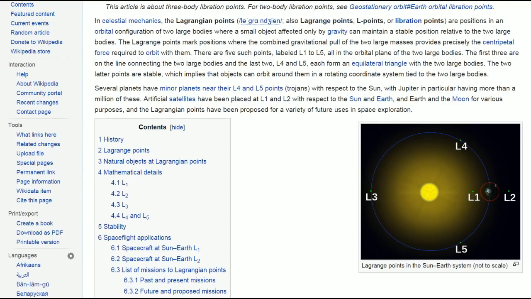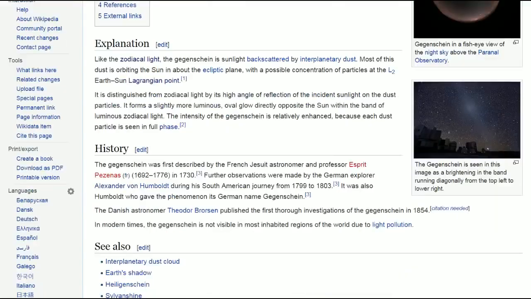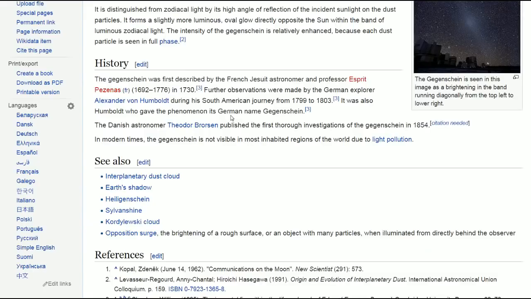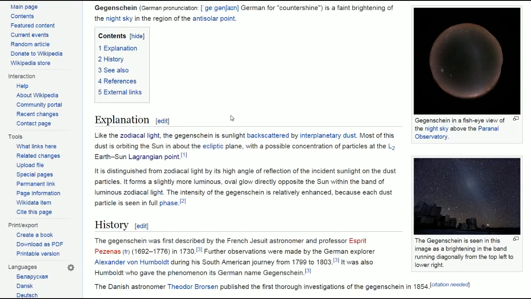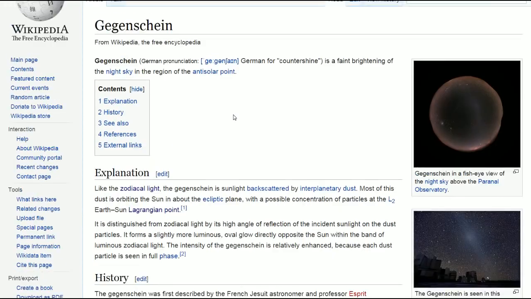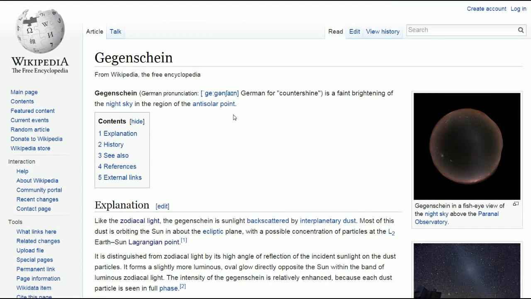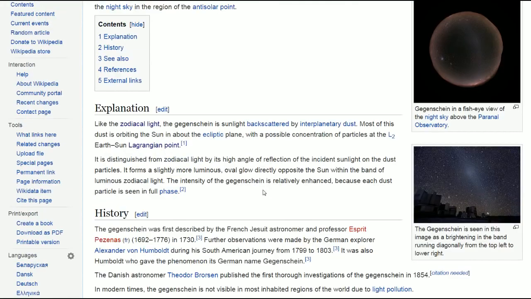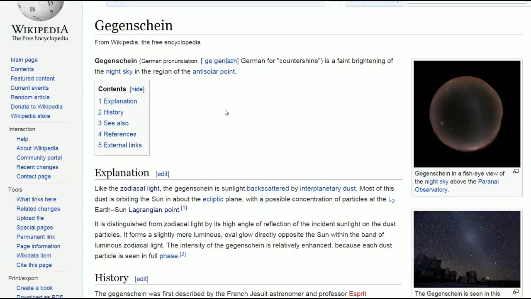And look at this Wikipedia page on the Gegenschein. Look how weak, look how anemic it is. This is all they have. If that is not indicative that they don't want people to know about the Gegenschein, because it destroys a lunar eclipse in a heliocentric model, then I don't know what is. Okay, this is all they say. But they have to admit that it's anti-solar. "Gegenschein is German for countershine, a faint brightening of the night sky in the region of the anti-solar point."